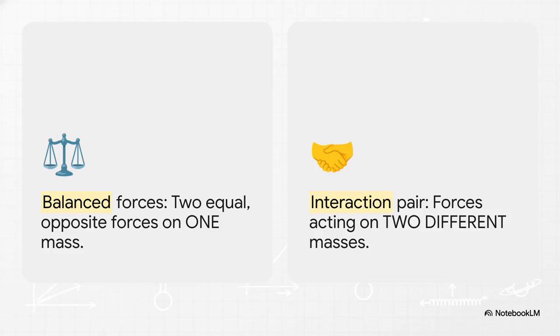Contrast that with a Newton's third law pair. This involves forces acting on two different interacting masses. If you push on a wall, that's one force acting on the wall. The wall pushing back on your hands is the second force acting on you. Two forces, two different objects. That is an interaction pair.